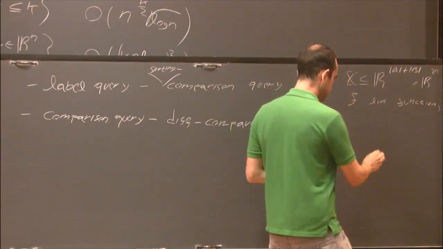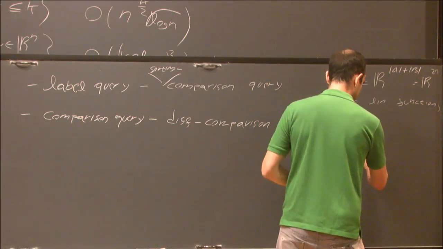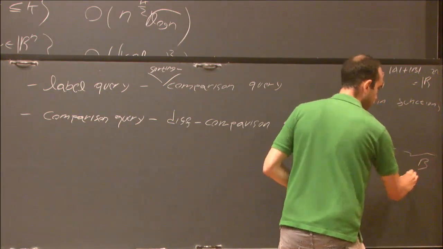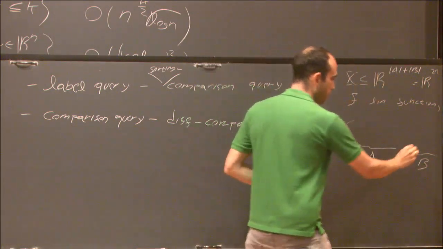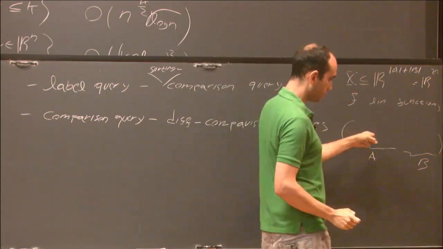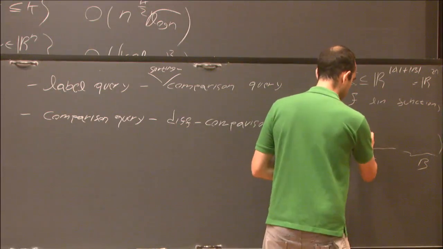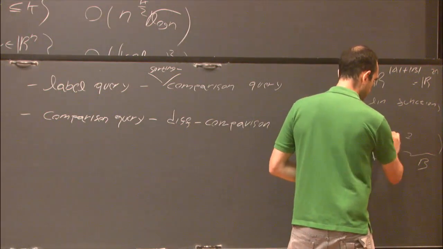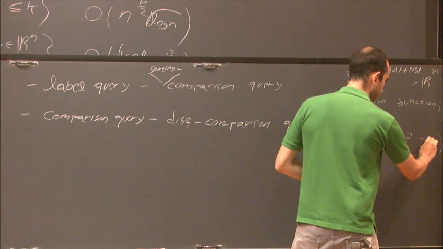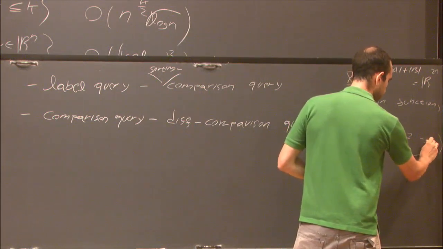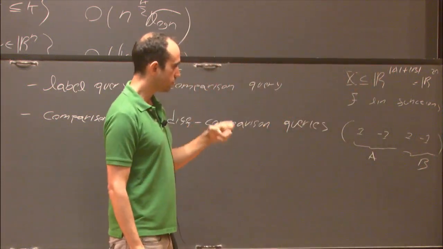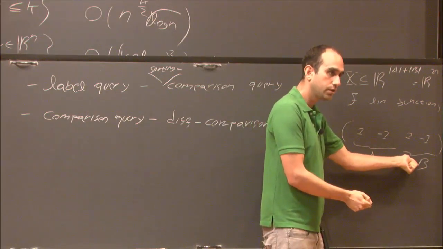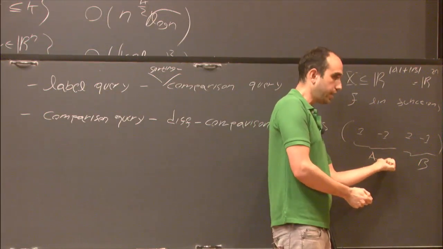Let's imagine that A is the first n elements, and the second n elements are B. I want to know, for every pair of vectors here, so I will have 1, 1, minus 1, minus 1, something like that, whether A_i plus B_j is greater than or equal to A_k plus B_l.